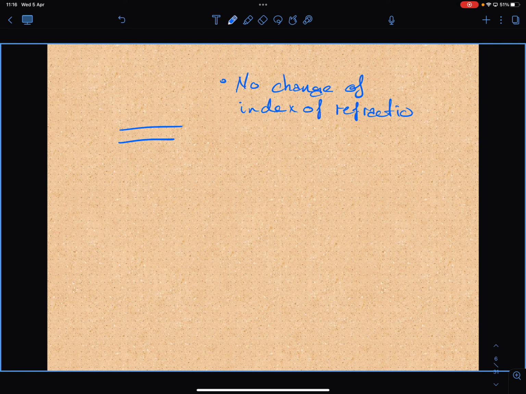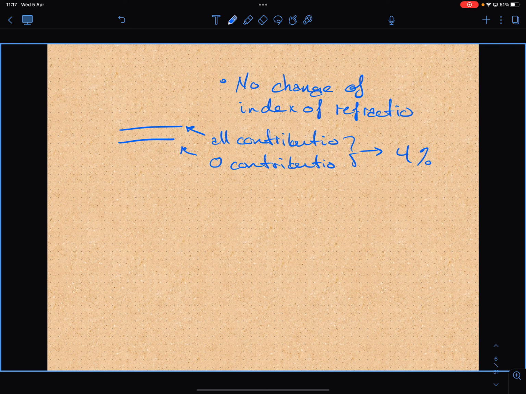So you're saying that all the contribution comes from this? Yeah. All contribution from one surface and 0 contribution from the other. So this is going to lead to 4%. So there's nothing. Anyone else want to share anything else?